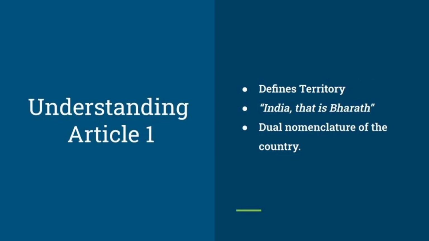First, understanding Article 1. Article 1 of the Indian Constitution defines the territory of India and establishes it as a union of states. It states that India, that is Bharat, shall be a union of states.